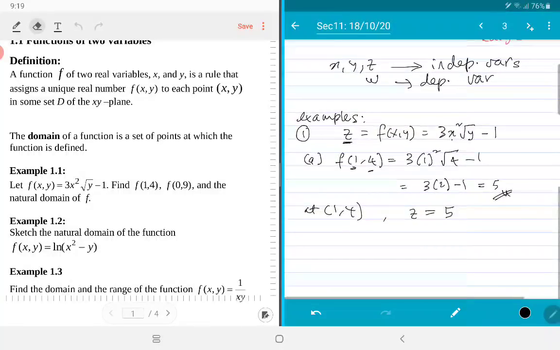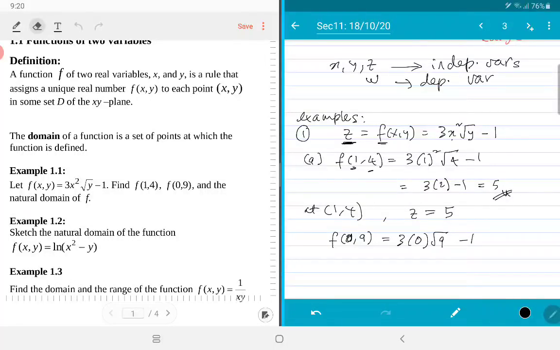And we can do the same thing for another point, which is at (0, 9). Okay, so for the value of f, or the value of z, we can say the value of f at (0, 9). So what you do is you replace x with 0 and y with 9.